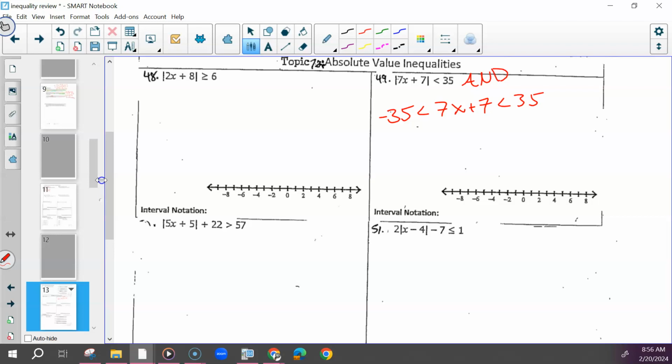When you're solving these in general, after you isolate the absolute value, keep it in the absolute value bars until it's completely isolated. Then make your 2 cases and drop the absolute value when you make your 2 cases or your condensed case. We can get rid of 7 by subtracting it from everything. And then dividing everything by 7. Negative 6 is less than x, which is less than 4.